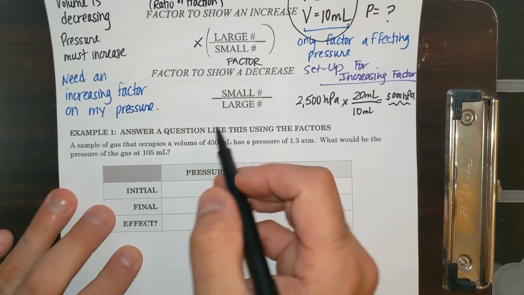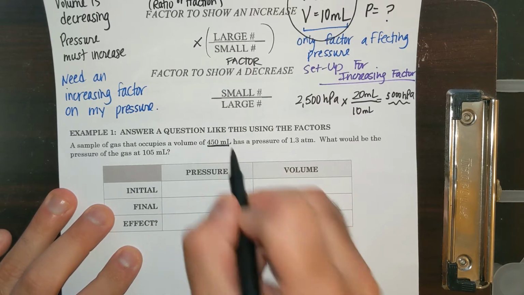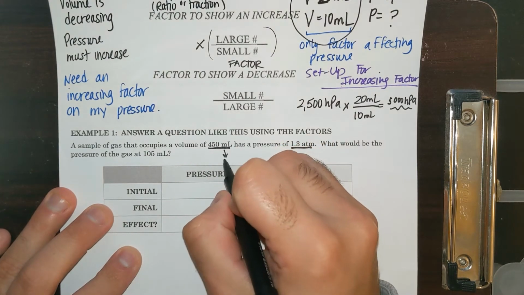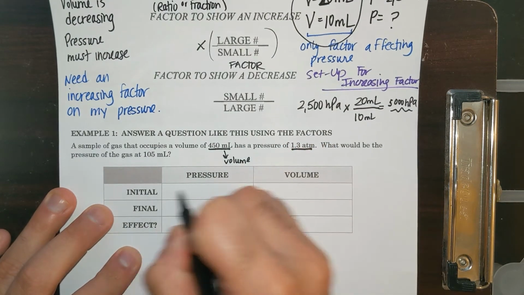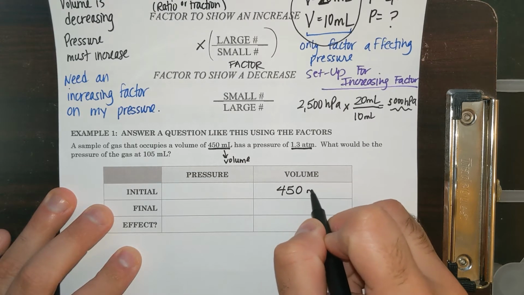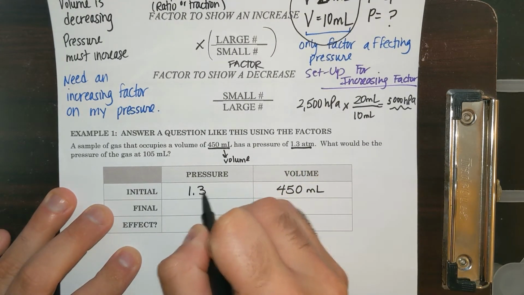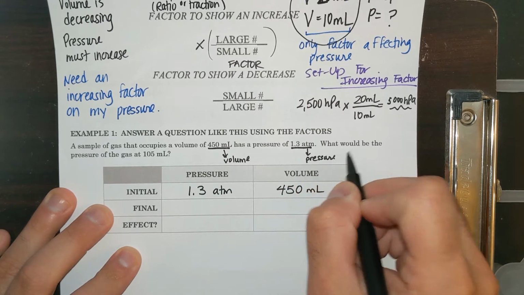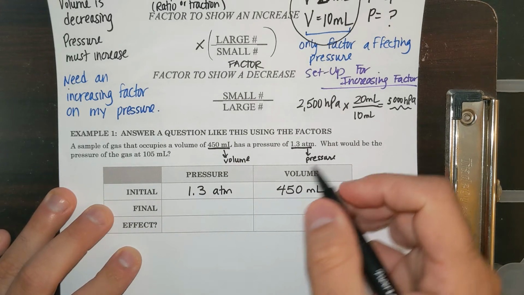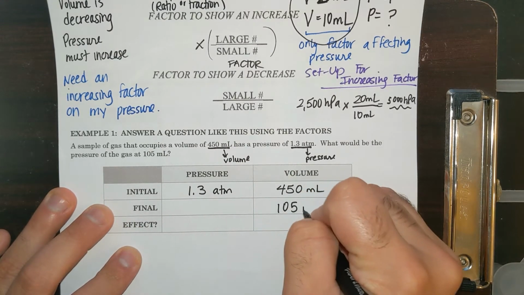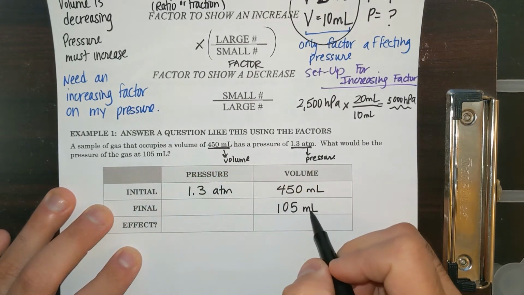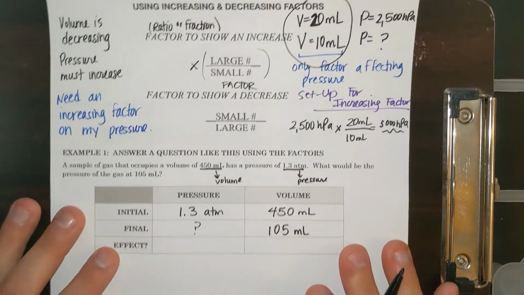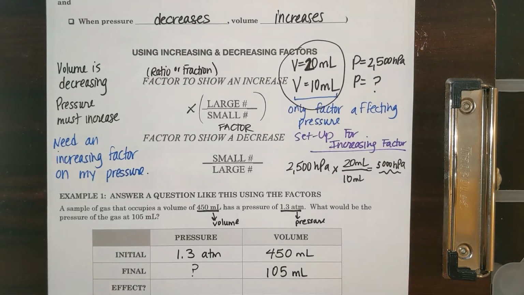A sample of gas that occupies a volume of 450 milliliters has a pressure of 1.3 atmospheres. Milliliters is volume, so I could put that in the table. 450 milliliters. Pressure, 1.3 atmospheres. Atmospheres is a unit of pressure. What would be the pressure of the gas at 105 milliliters? So 105 milliliters is a new volume, and it's asking for the pressure. So now I have this table here, and we're going to organize this table.